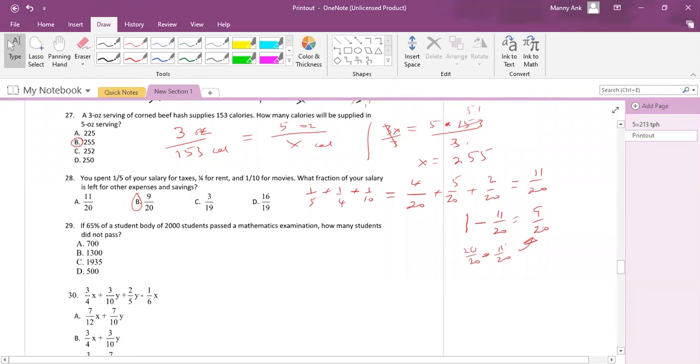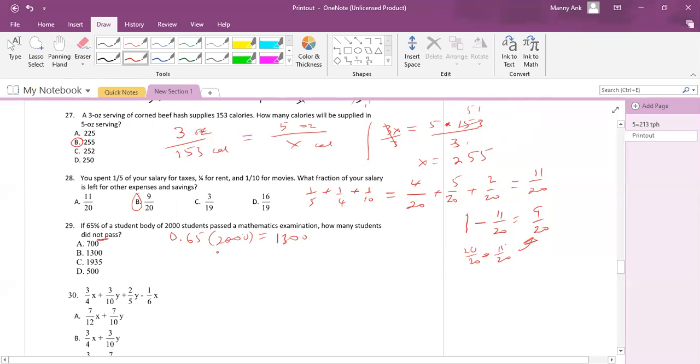Number 29. Okay, it says 65% of a student body of 2000 passed an arithmetic exam. How many students did not pass? So it said did not pass. Okay, did not. So you have to find 65% of the 2000. So 0.65 times 2000. That gives us 1300. Okay, so these are those who passed the exam.